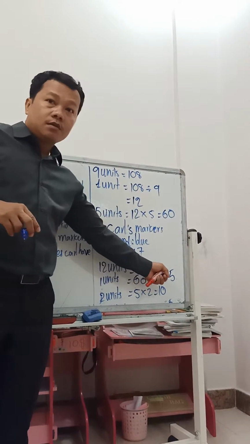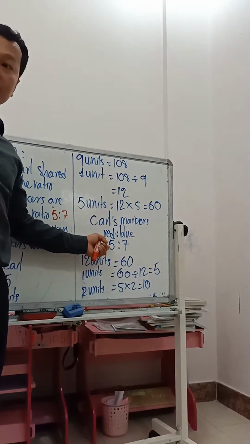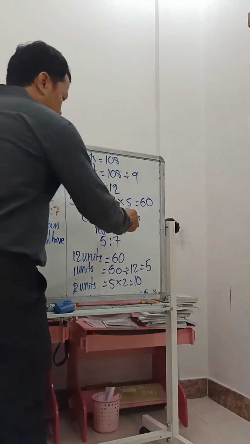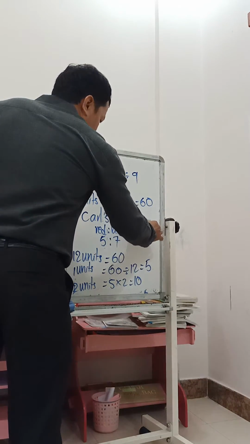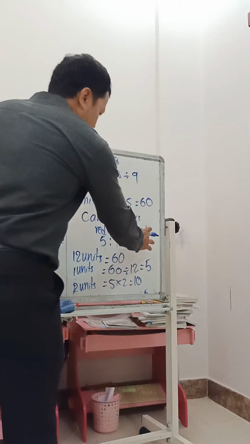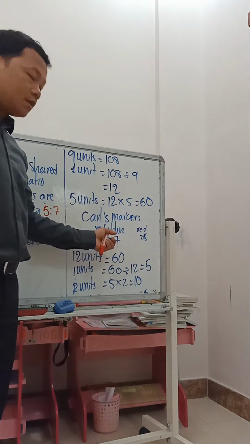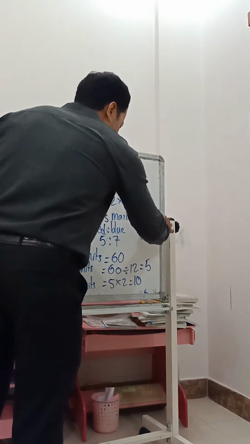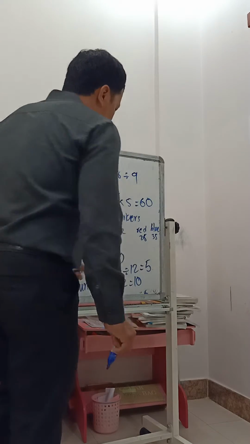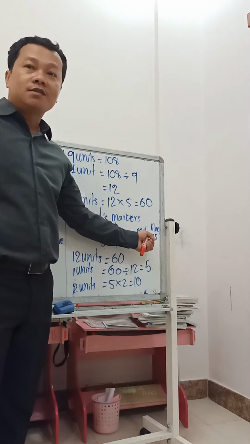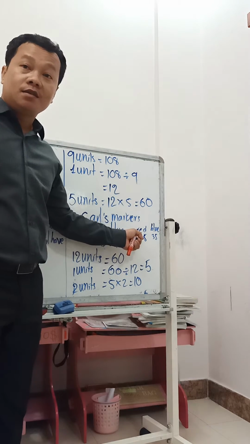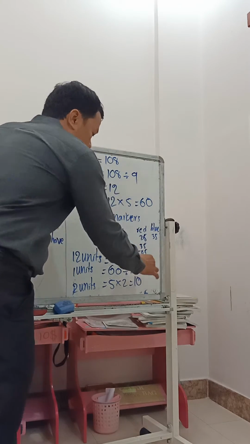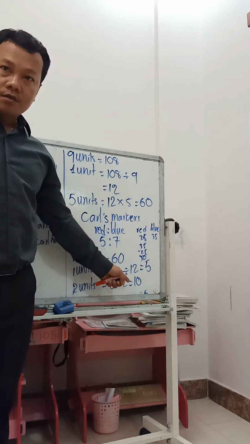1 unit equals what? 5, right? 5 units of red equal what? 25. Got it? Okay. And 7 units of blue equal how many? 35. So red is 25, blue is 35. So blue is more than red by how many? 35 minus 25 equals 10, right? Same or not? Correct. Got it?